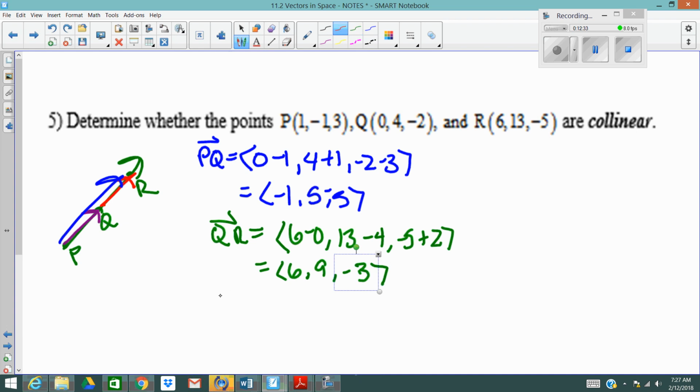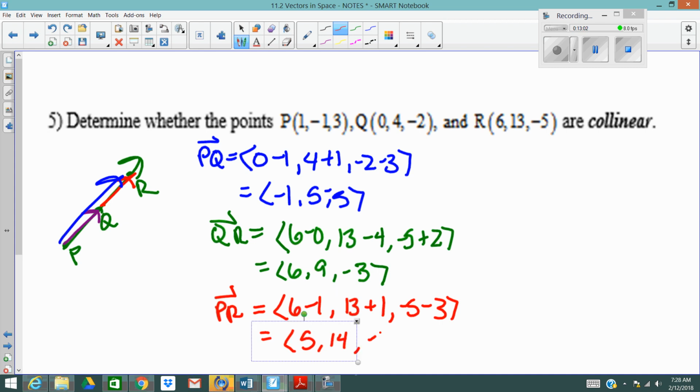And then our third vector, PR, has an initial P, terminal R, so 6 - 1, 13 + 1, and -5 - 3. So that gives us 5, 14, -8. So none of these are linear combinations of each other. You can tell just by looking. So they're not collinear.